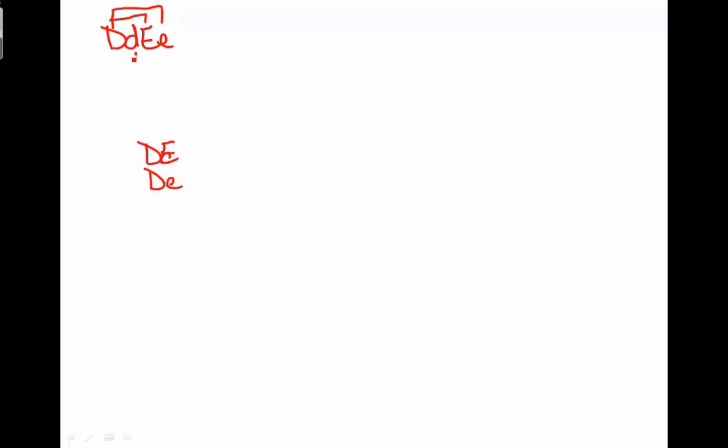We could get the lowercase d with the capital E. And we could get the lowercase d with the lowercase e. Now that's one parent, and if we're trying to produce the F2 generation, we would be crossing two parents like this, so we will be getting the same possible gametes from each of these two parents.